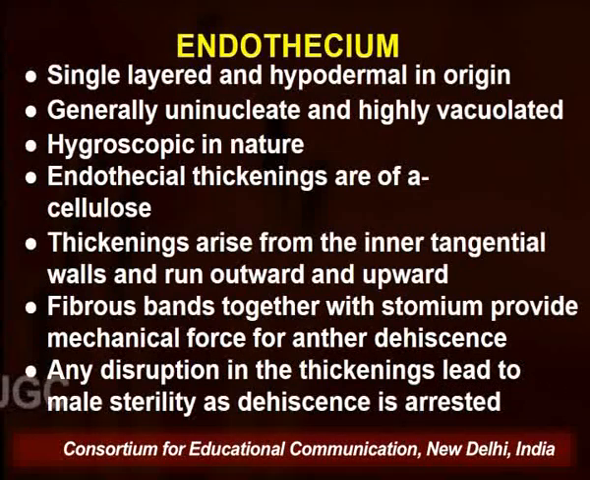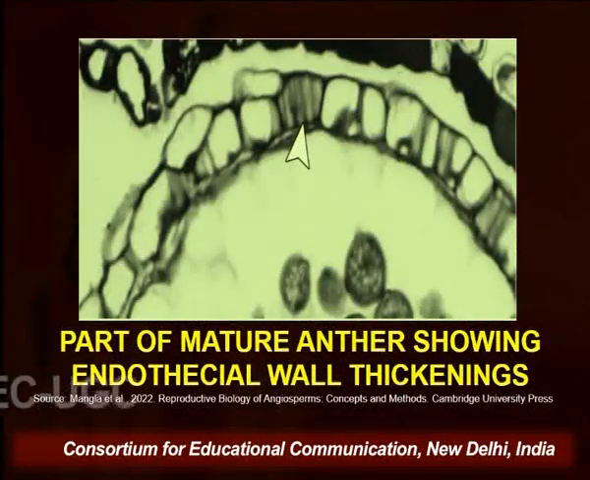The fibrous bands here, along with the stomium, provide the mechanical force which is required for the dehiscence of the anther. In case there is a disruption in the thickenings, this leads to the dehiscence of the anther being arrested, and eventually it causes male sterility. Now, in this particular slide, you see an arrowhead which points towards these cells. You can see pronounced endothecial wall thickenings. You can see that it is a single layer of cells, and these are the thickenings, and these are very important for the dehiscence of the anther.